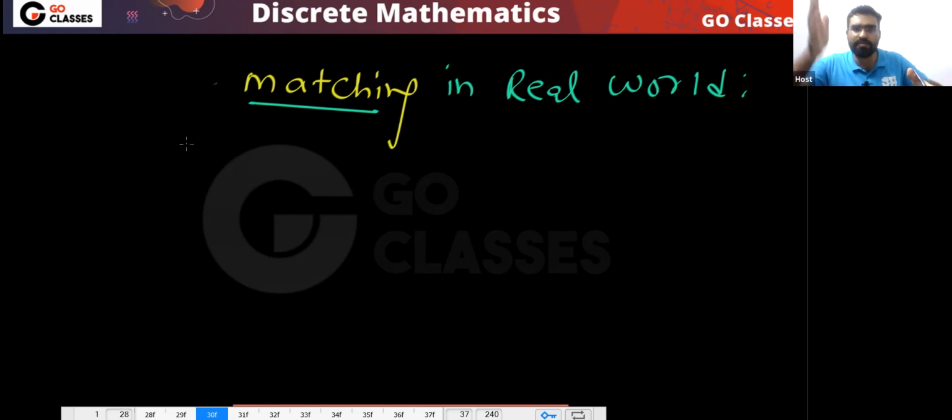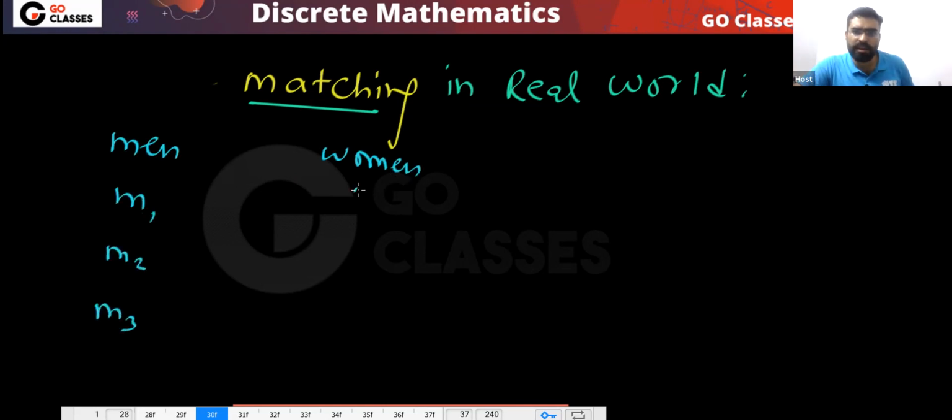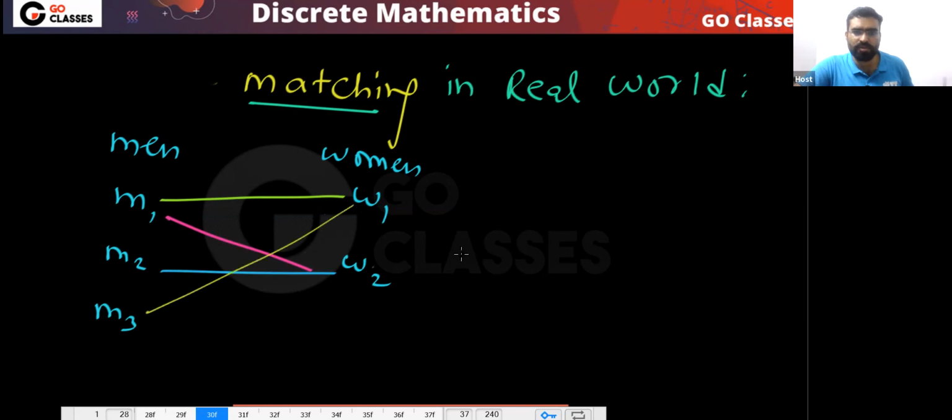So there are men, there are women, and the marriage problem. Let's assume there are men, maybe M1, M2, M3, and women, W1, W2, something like this. Let us assume M1 likes both of them. This will be a directed graph, but anyway, this type of graph you will get.